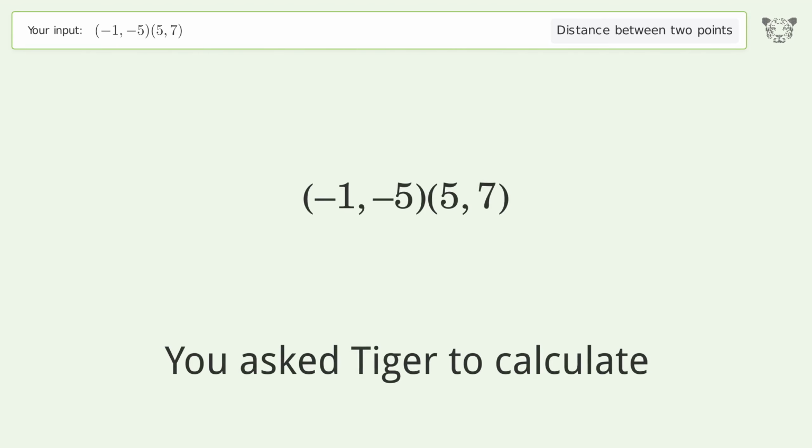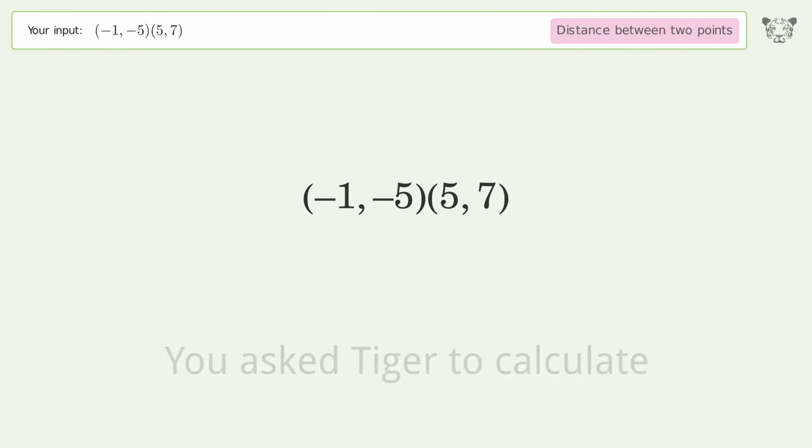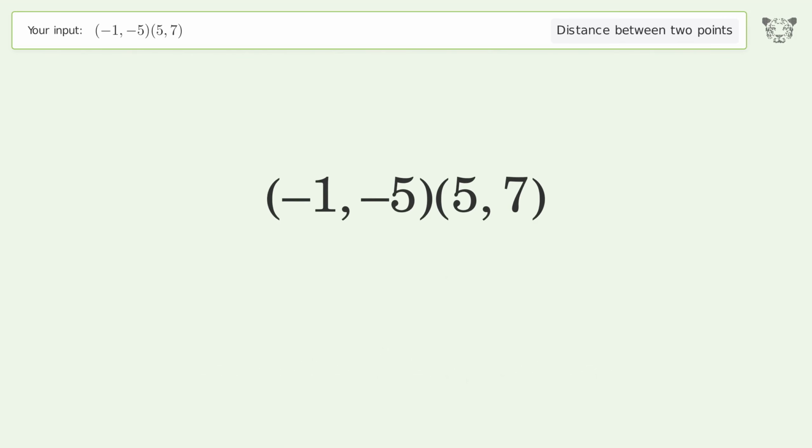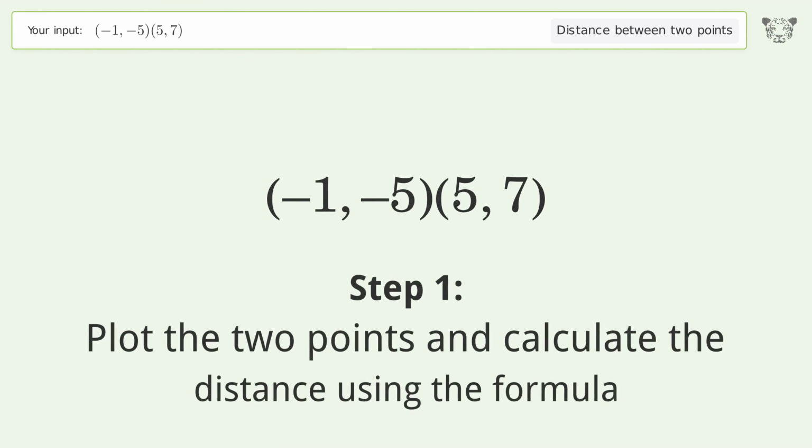You ask Tiger to calculate. This deals with the distance between 2 points. The distance between the 2 points is the square root of 180, or 13.416. Let's solve it step by step. Plot the 2 points and calculate the distance using the formula.